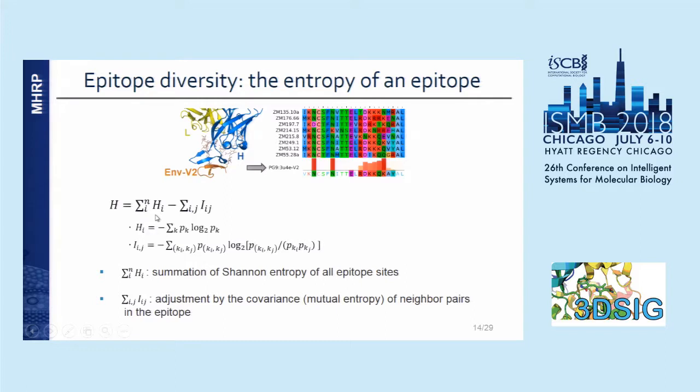The first term is the summation of Shannon entropy of all epitope sites. If these epitope sites are all independent of each other, this would be the entropy of the whole epitope surface patch. But we know that in proteins, neighbor sites are more likely to covary. So for the second term, we adjusted for covariance by removing the covariance between neighbor pairs in the epitope. This is the diversity we define. It's essentially the entropy of the epitope, which can be interpreted as log 2 of the number of estimated epitope states in the circulating viruses.